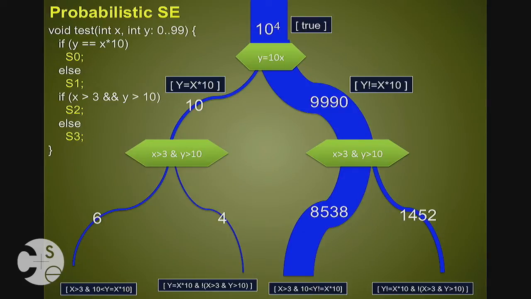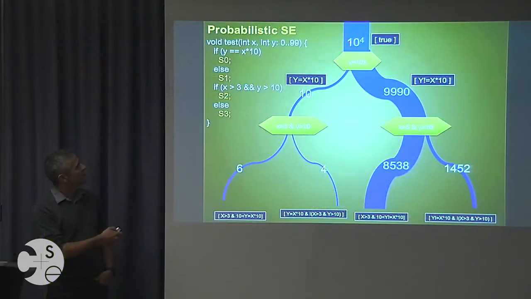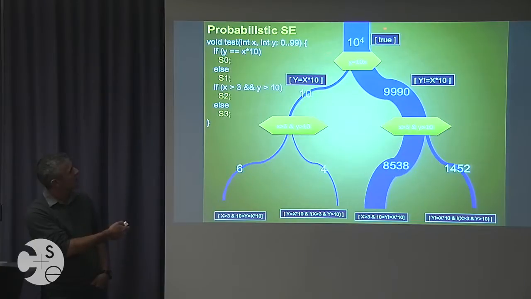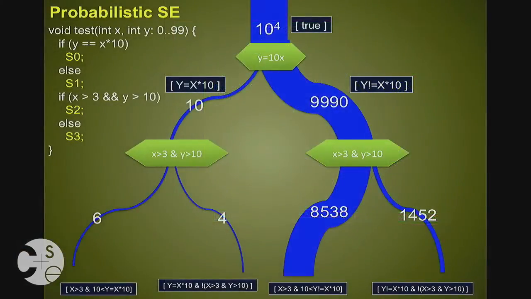So this is the exact same program, with the exception that it looks a little bit like a river of values that's flowing down here. Remember, we had 99, 0, 99. Actually, we didn't have it here, but here we have 0 to 99. So that gives you 10,000 values that flow in at the top. And out of that 10,000, only 10 of them come this way, because that's the case where y equals 10x. And the other 9,990 goes the other direction. And similarly, there's another split here at the bottom.